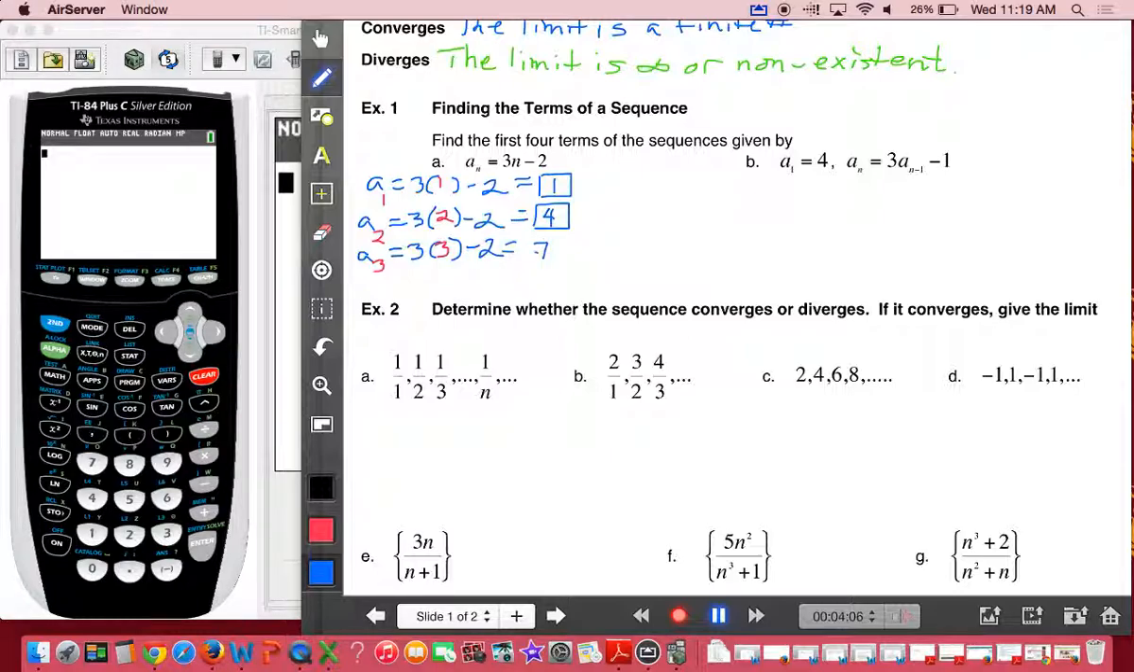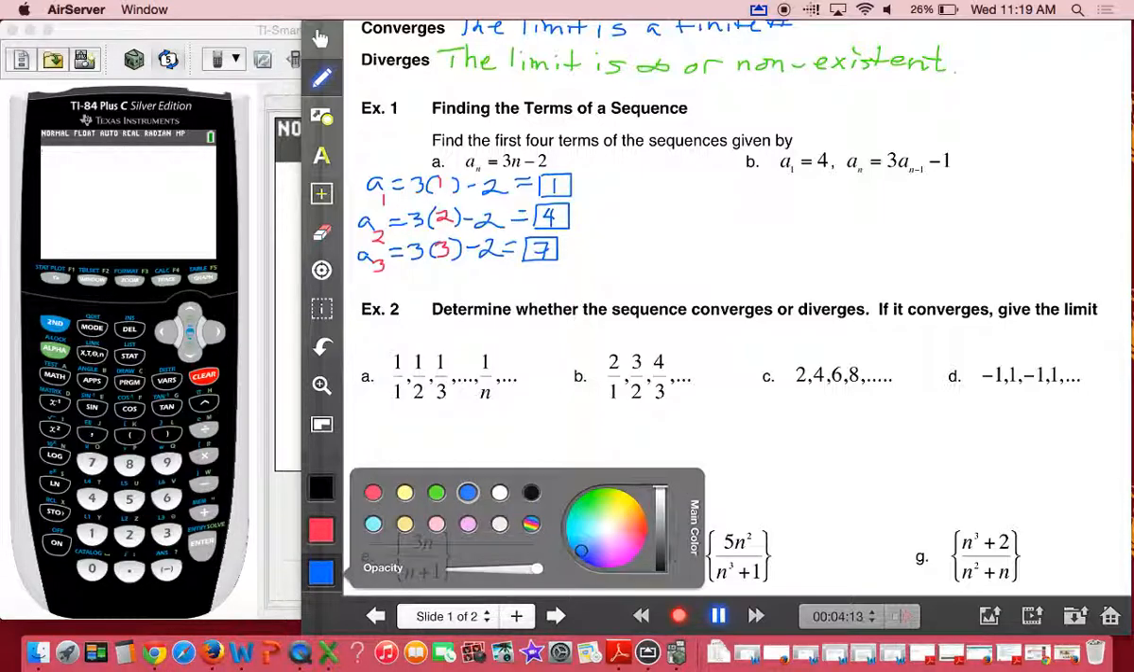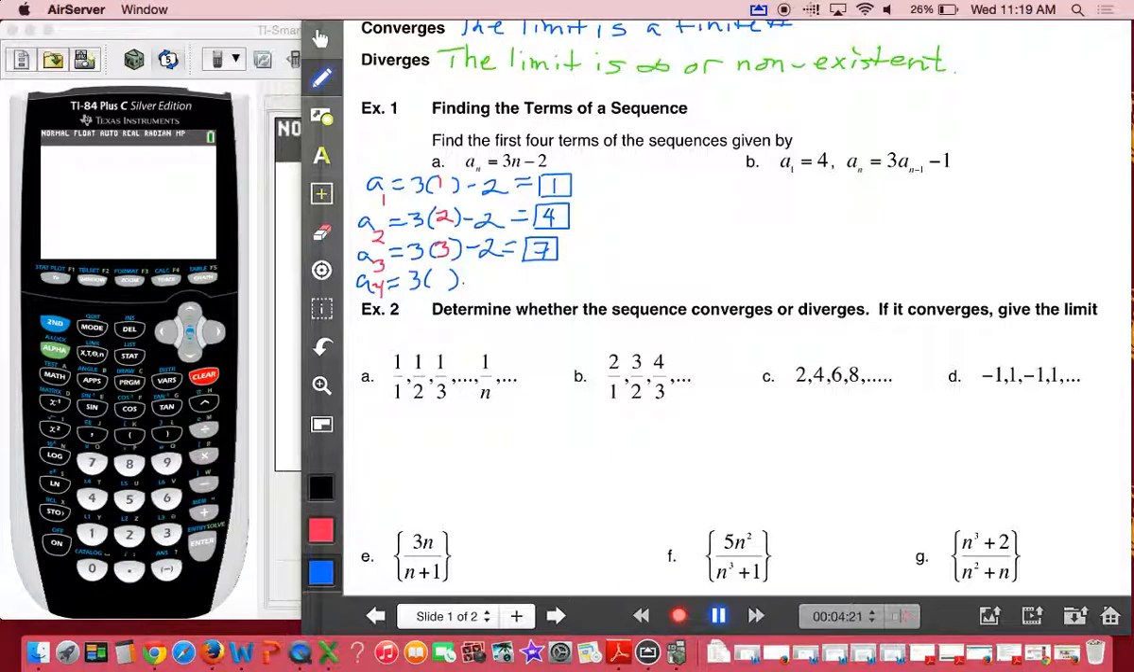So by this time you should be able to see a pattern because this is an arithmetic sequence. It is increasing by the same amount each time. And so you should be able to hypothesize what a sub 4 is going to be. What is it going to be? 13? Not 13. So we do indeed get 10 as a value. So we've found our first 4 values.